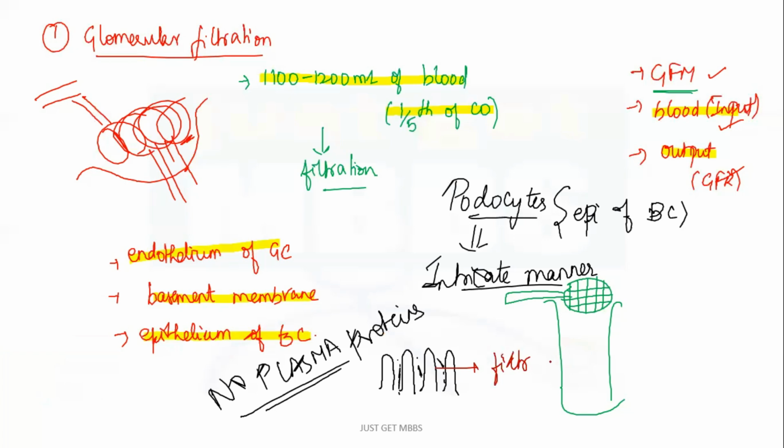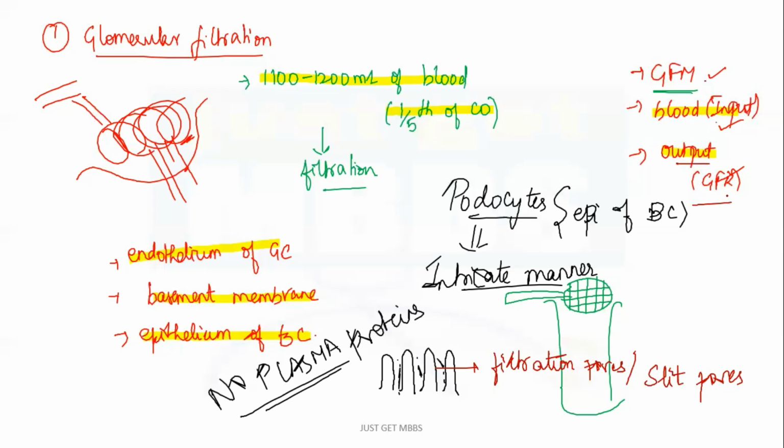They are referred to as filtration pores or slit pores. So these are the points that you must know with respect to the glomerular filtration membrane, and that is the input.